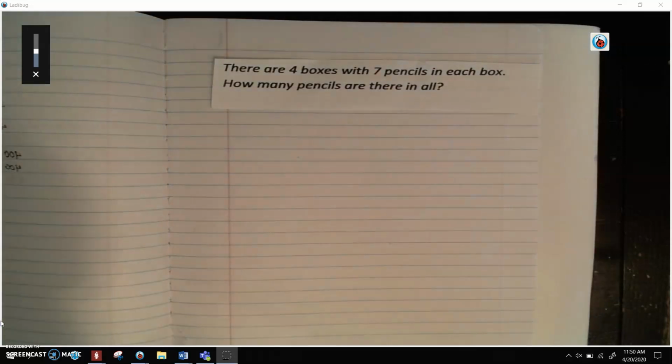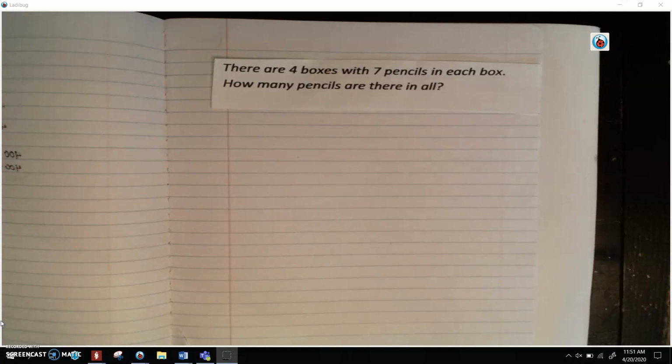Yesterday, we worked with manipulatives to solve multiplication and division word problems. Today, we're going to continue with some word problems, but instead of manipulatives, we're going to represent them with models. So our first problem says there are 4 boxes with 7 pencils in each box. How many pencils are there in all?